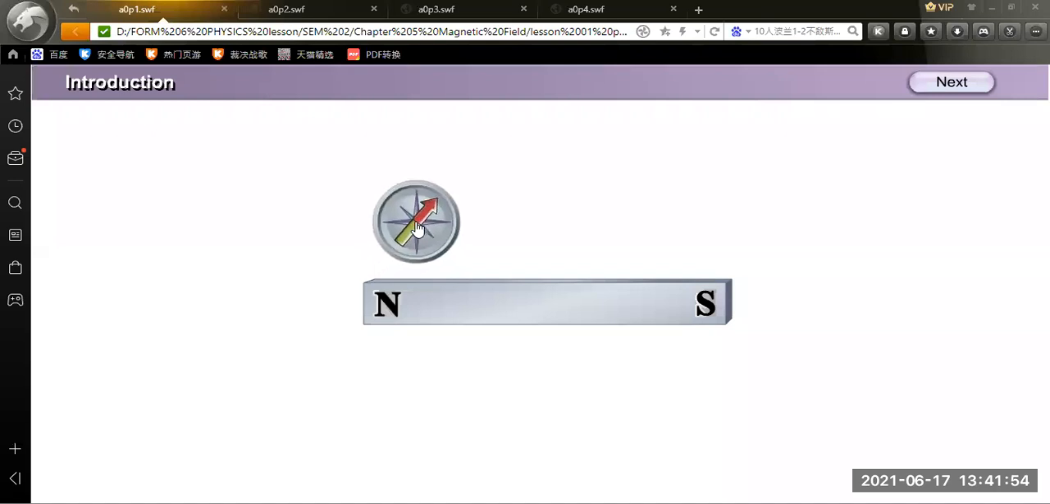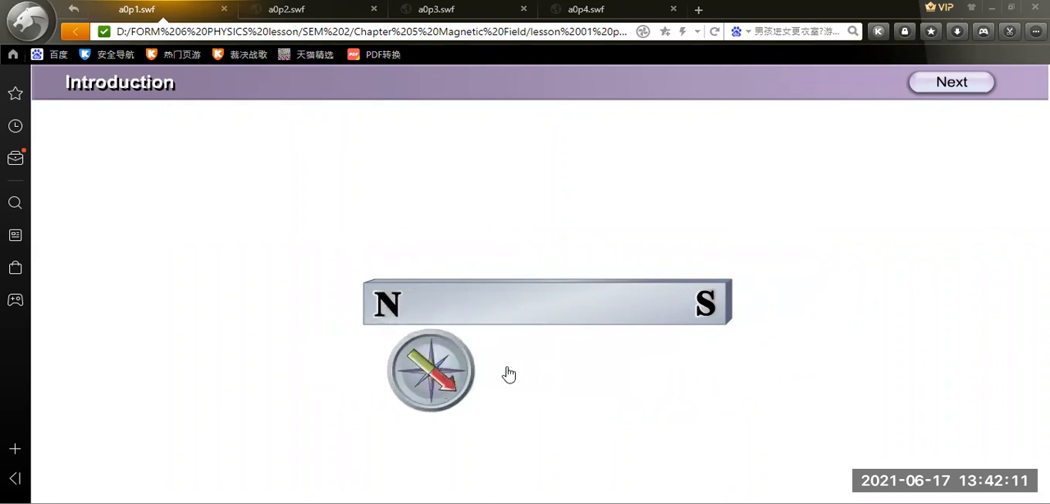Now, when I move, did you notice what happened? Okay, it points to the South Pole. You see? Here it points to the South Pole, and then this one will point to the opposite side, up. So why did this happen?